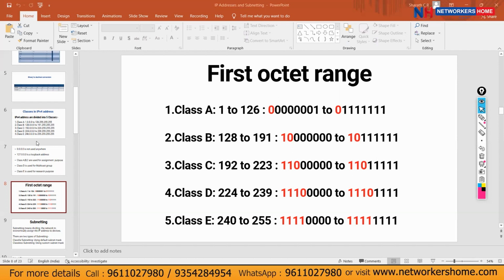So, what do you mean by loopback? Loopback IP address we will discuss when we start routing protocols. Right now, just know that 127.0.0.0 is a loopback address. Okay.